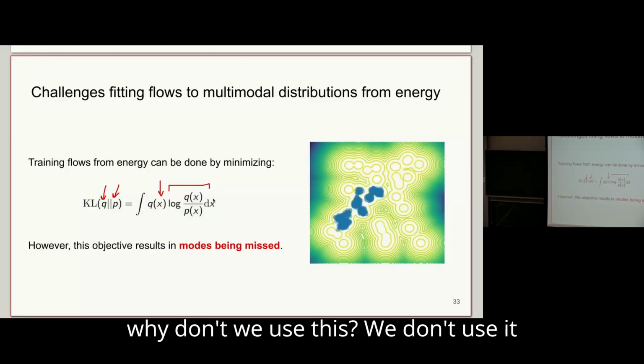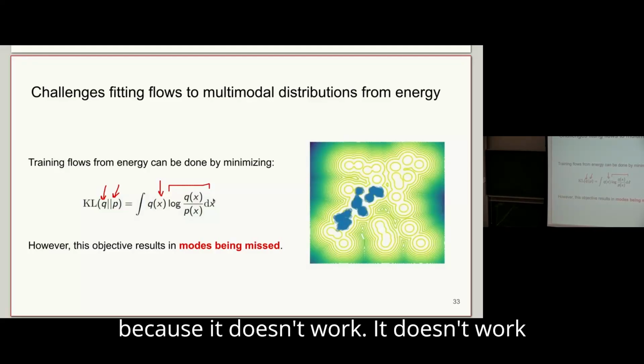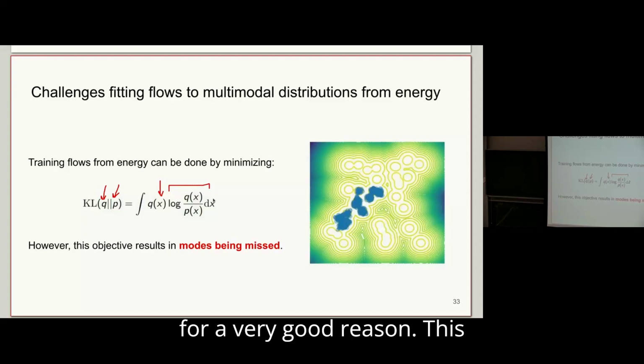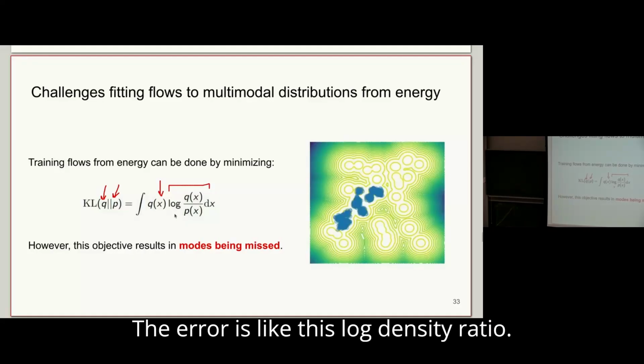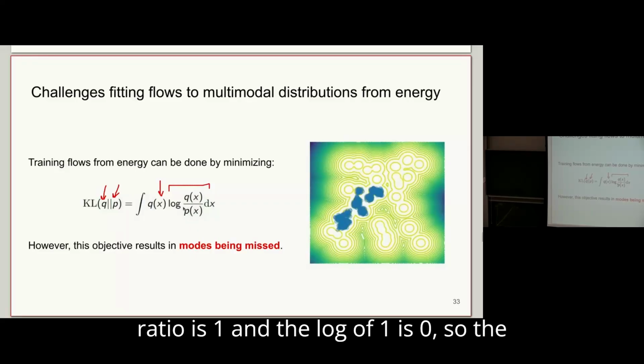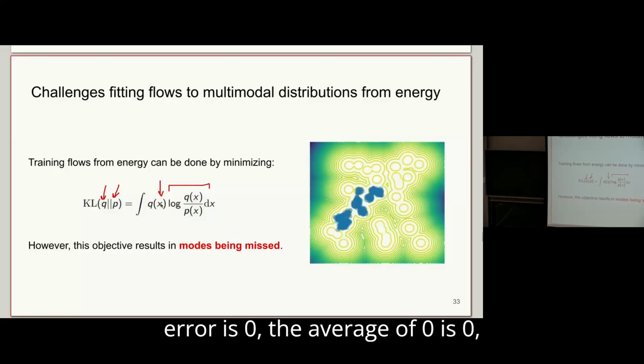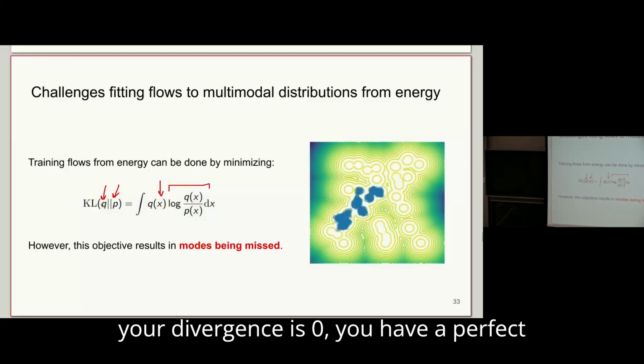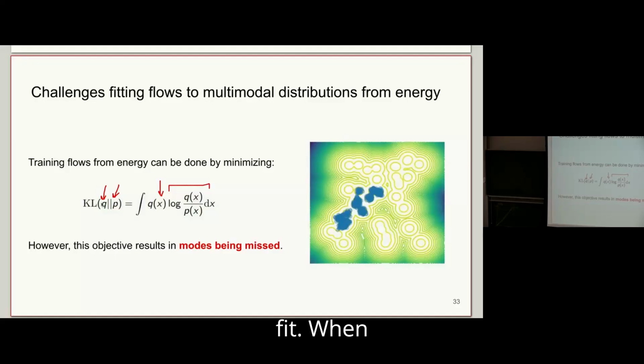And the question is, why don't we use this? We don't use it because it doesn't work. It doesn't work for a very good reason. This divergence measures the error. The error is like this log density ratio. When the P and Q are the same, the ratio is 1 and the log of 1 is 0, so the error is 0, the average of 0 is 0, your divergence is 0, you have a perfect fit.